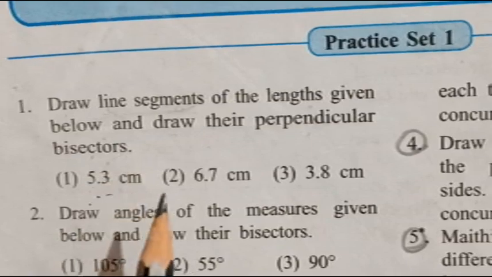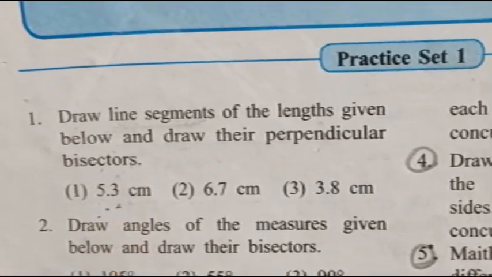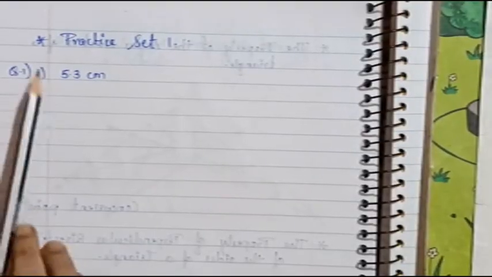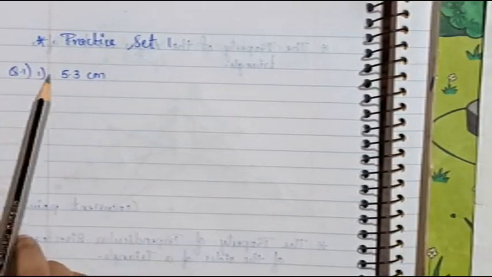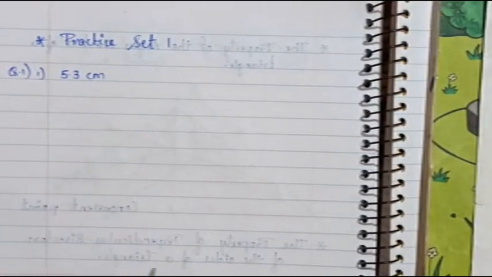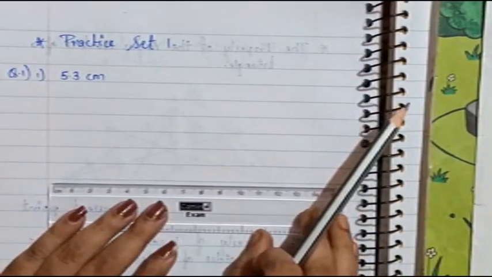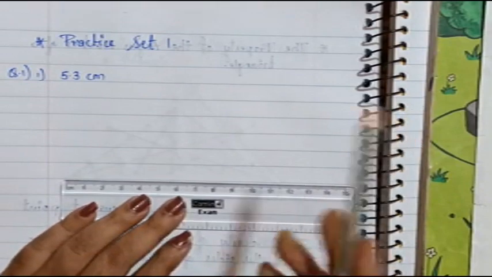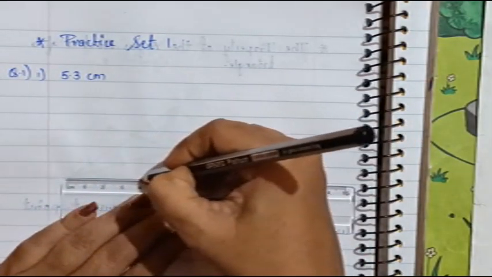Is that clear? So first one we are going to see, that is of 5.3 centimeter. Now everybody pay attention. Now students, in your notebook you will write like this, practice set 1, question number 1, first one, that is 5.3 centimeter. Okay, take a ruler, scale and draw a line segment that is of 5.3 centimeter. They have given, so you are supposed to measure it up till 5.3.